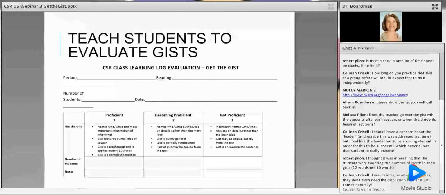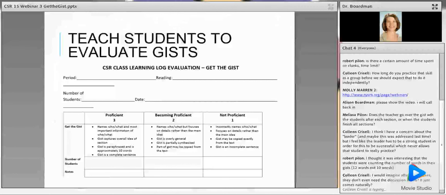Another aspect with GIST writing that can be really helpful is to evaluate students' GISTs and also to have students evaluate their own GISTs. So you can see here on this three-point rubric, the high quality GISTs are written on the left for the number 3. So my GIST names the who or what and the most important information. It captures the overall idea of the section. It is paraphrased in approximately 10 words, and it is a complete sentence. So that is something that students can use.